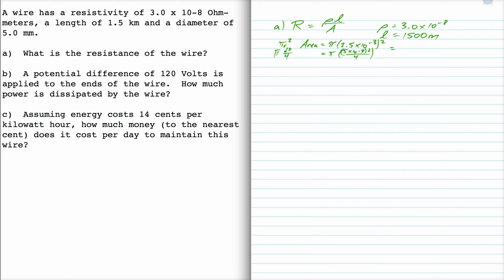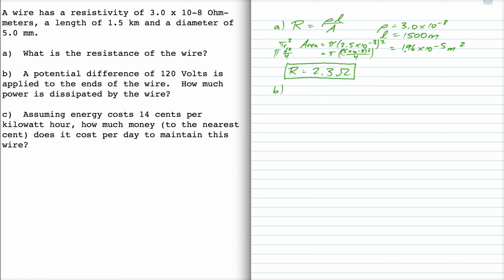Either way you do it, you get 1.96 times 10 to the minus 5 square meters. So when you plug all that in and calculate, the resistance is 2.3 ohms for part A.